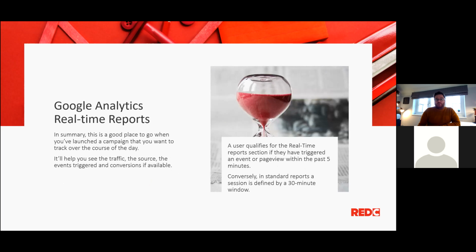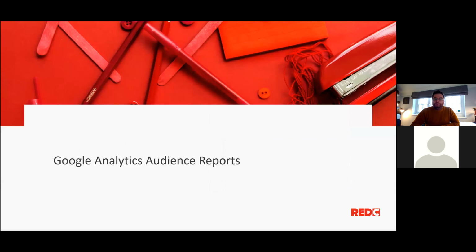There you go. That's a quick summary of the real-time reports. It's a good place to go when you've launched a campaign or you've set some tracking up in Tag Manager. The real-time reports are going to be triggered within the past 5 minutes, whereas standard reports can take up to 30 minutes. So it'll help you see the traffic and source if it's available. If you've set something live on social media or an email, or you've just launched a big campaign, dip into it. When we work in the office, we tend to have the real-time reports up on a couple of screens for our key sites, predominantly on PPC, just to see how the site's performing and where the traffic's coming from.